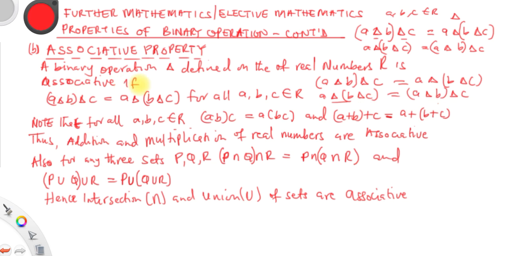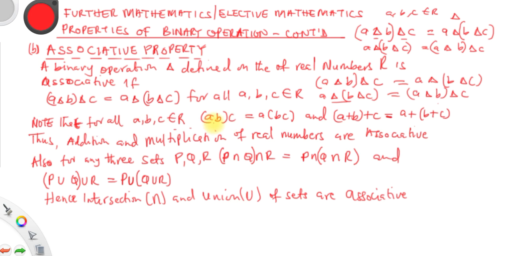So I said the binary operation triangle defined on the set of real numbers R is associative if (A triangle B) triangle C is equal to A triangle (B triangle C), for all A, B, C belonging to R. If you take every three elements from the set of real numbers and this holds, then we can conclude that the operation triangle is associative. Note that for all A, B, C belong to R.